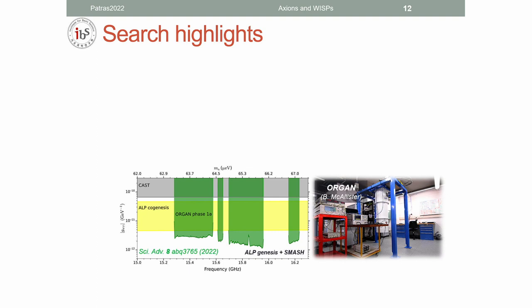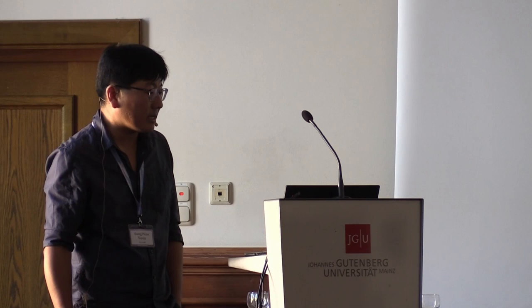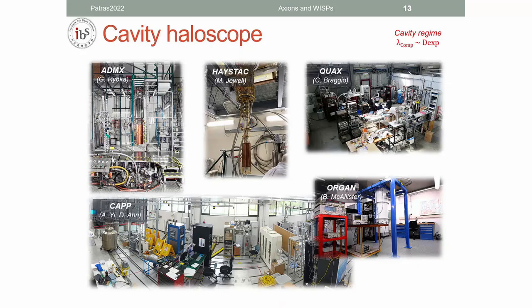And then Organ has another new result. They basically target a particular theory, axiogenesis, which is supposed to have a much higher coupling to the axion, the axion-like particle. And their mass range is basically coming from the SMASH theory. So they're basically targeting a specific theory, and they set up the system to prove the theory or something like that, which I think is a good idea too. Right, so this is basically the cavity landscape so far.